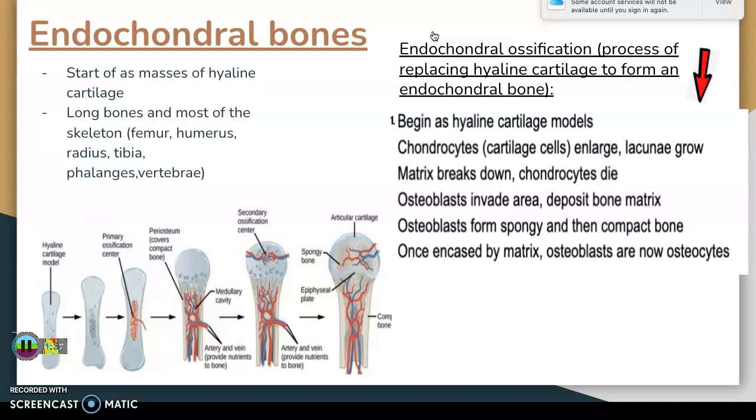So it begins as a hyaline cartilage model, and then chondrocytes, which are the cartilage cells, get bigger, the lacunae grow, and then the matrix breaks down, and then chondrocytes start dying. Once that happens, osteoblasts will invade the area, and they will deposit bone matrix. And then osteoblasts start forming the spongy and then compact bone. And then finally, once all that happens, it's encased by matrix, and now osteoblasts are osteocytes.